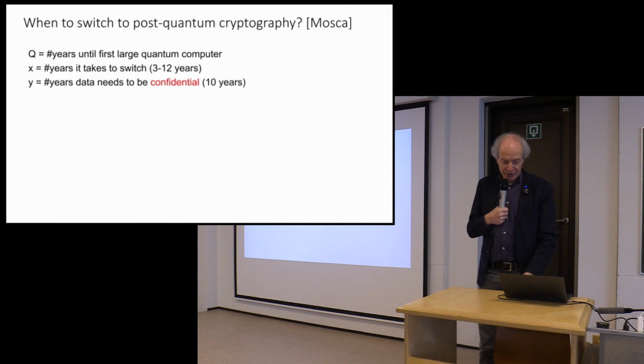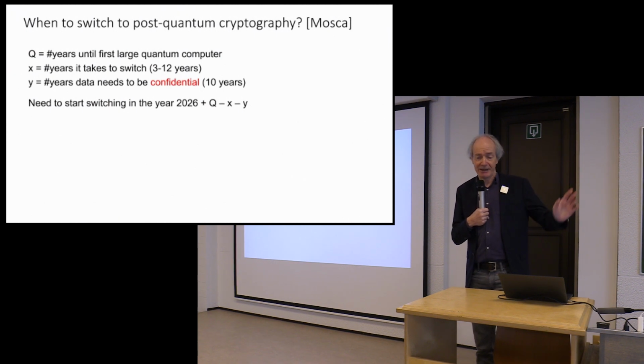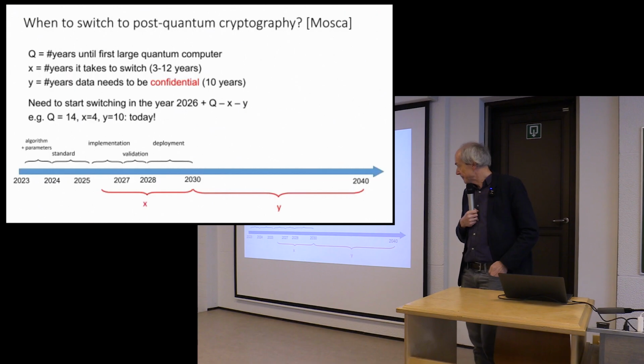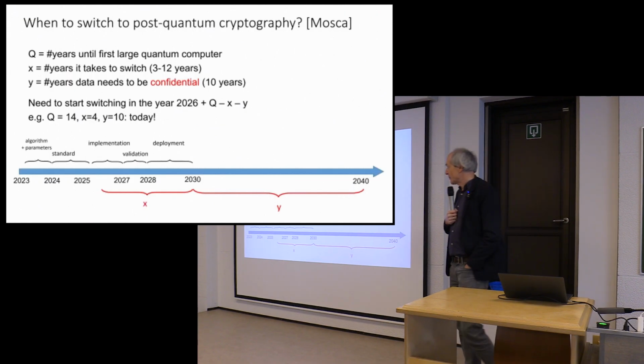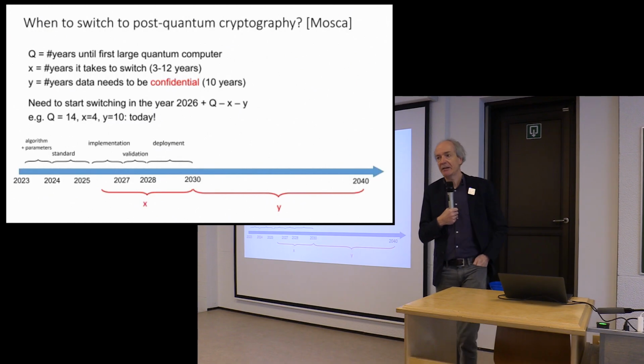And then Mosca's equation says you should switch in 2026 plus Q minus X minus Y. This is the only math I will show you today. Okay, you can all handle it. Okay, let's plug in some random numbers. Say Q is 14, so you think it's going to happen in 2035. You can change in 4 years, you're an optimist. And Y is 10, then you need to actually start changing today. And so this is the details of this. So I'll give you more details, but the standards have been published in 25. And so the first implementations are there.